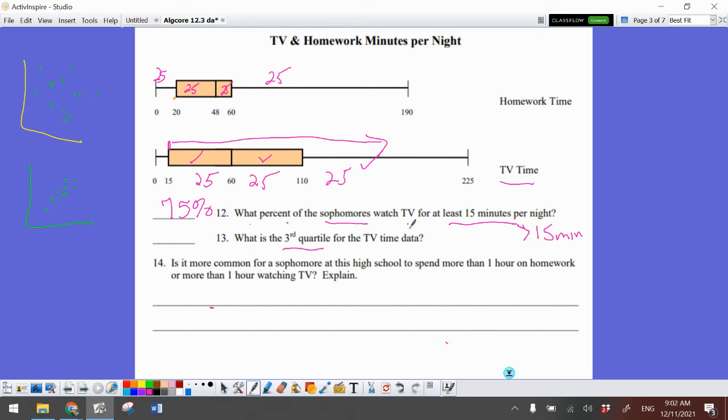What is the third quartile? That means they're looking for Q3. Q3 on the TV time is 110.